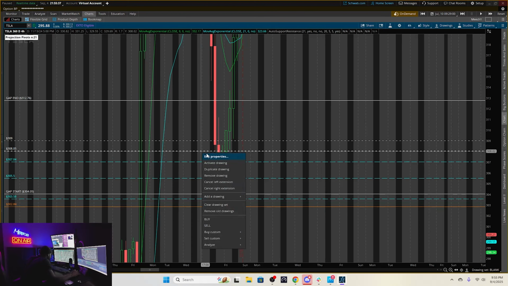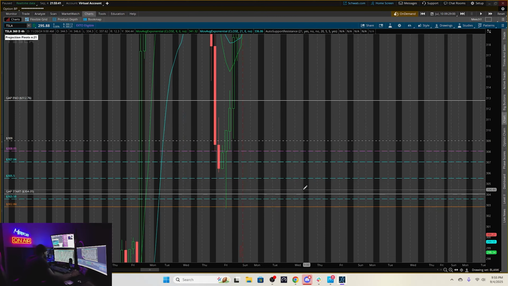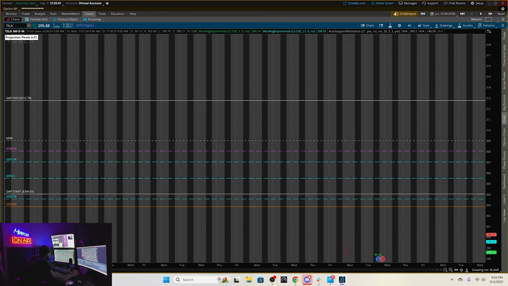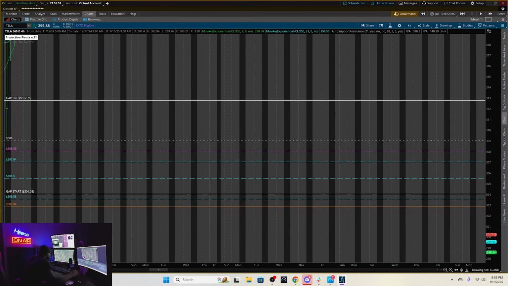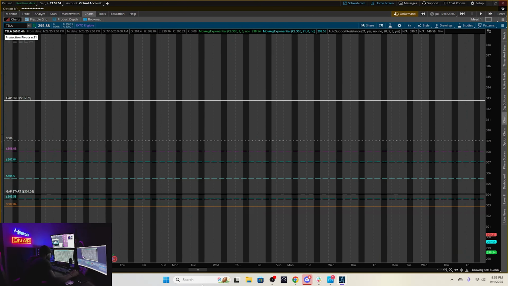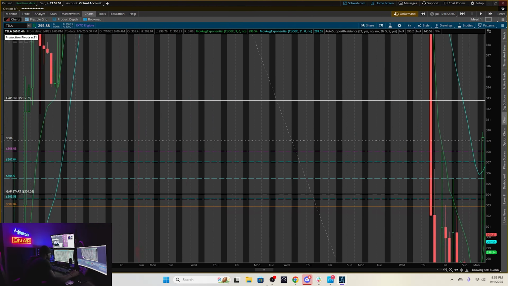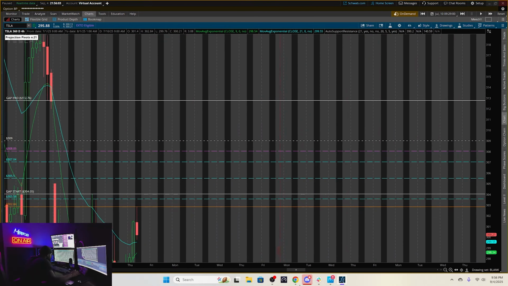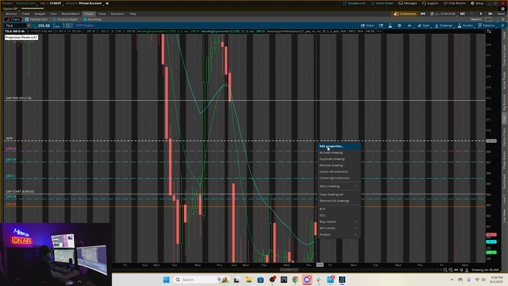So I have a support right here that I'm gonna mark purple. I don't mark supports blue, I mark them purple. I'm looking for my next resistance and I can't find one. 308.05. Okay. Then we have 309.